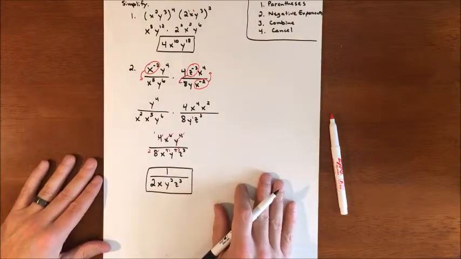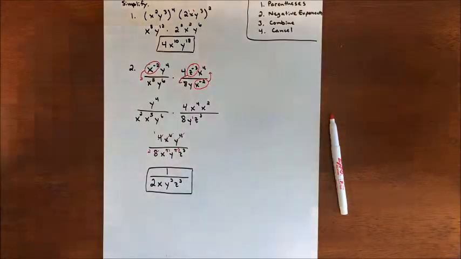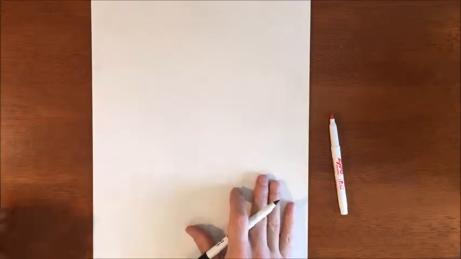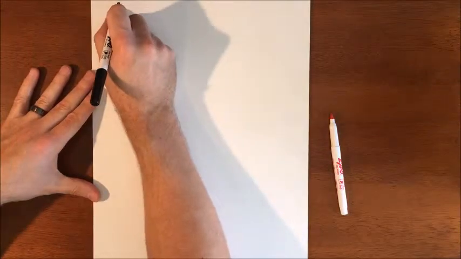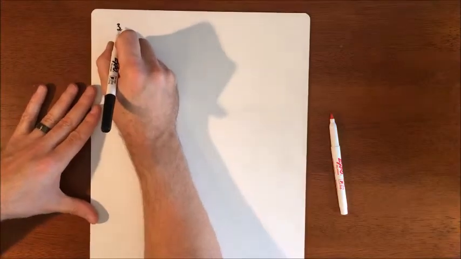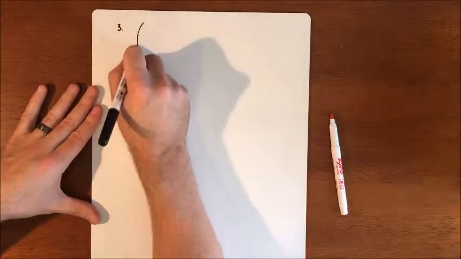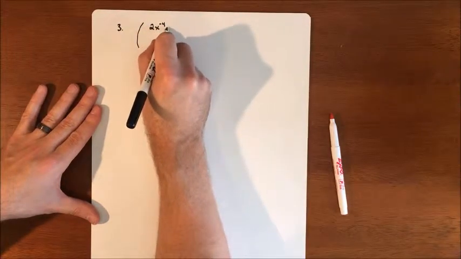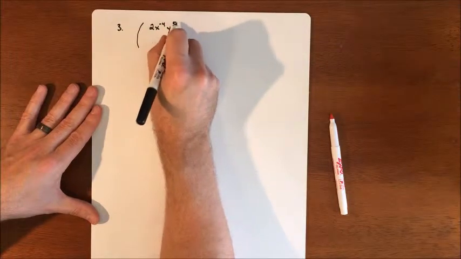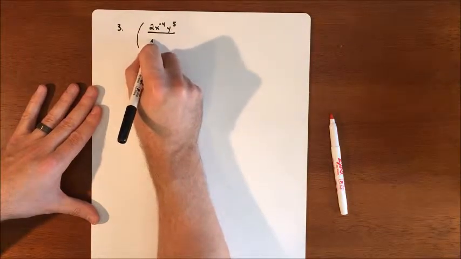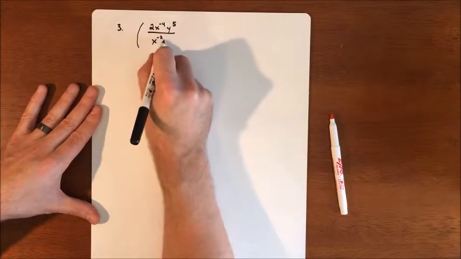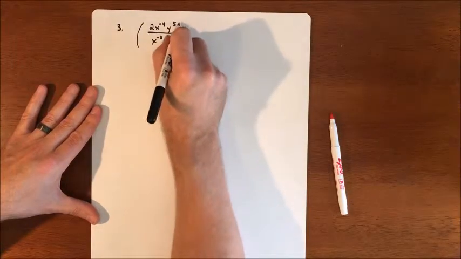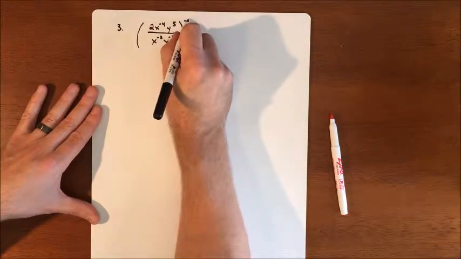All right? So let's do another one. So if we have, parenthesis, 2x to the negative 4, y to the 5th, over x to the negative 2, y to the negative 3, all raised to a negative 2.